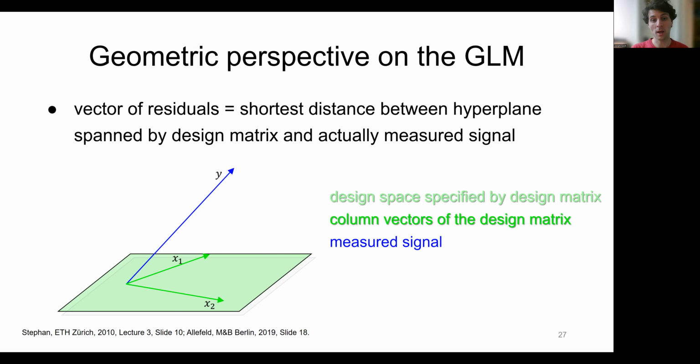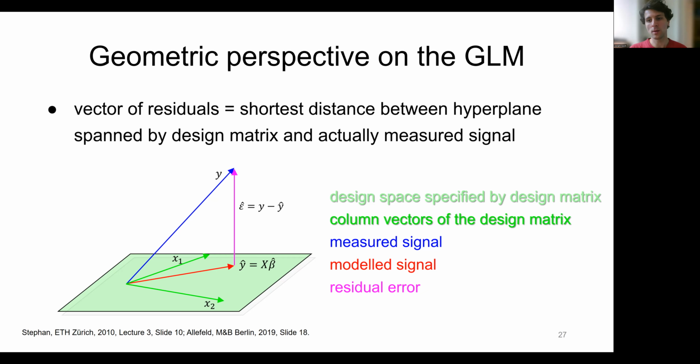Then we have the measured signal, which can also be represented as a vector, and which will usually not be on the design space. So if the measured signal was on the design space, there would not be any noise in the signal. But there is noise in the signal, so the measured signal is usually not on this plane spanned by the column vectors of the design matrix. So then the question is, how do we choose our model signal? Our model signal must be on the design space because it's a product of the design matrix and some estimated regression coefficients. And here the idea would be to pick that point on the design space which leads to the shortest distance between the hyperplane spanned by the design matrix and the actually measured signals. So in this case, the vector of residuals will be orthogonal to the design space.